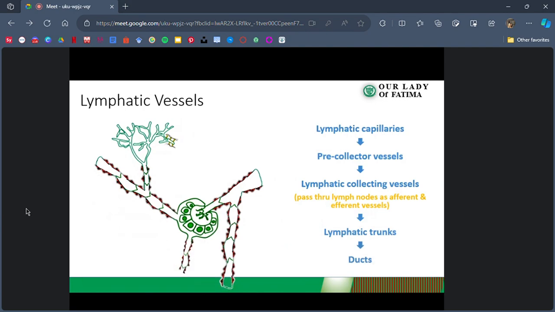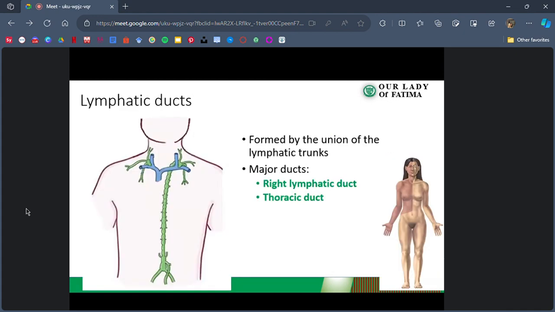All the major trunks will unite to form the lymphatic ducts. There are two major lymphatic ducts in the human body, namely the right lymphatic duct that drains the right side of the head, neck, thorax, and upper extremity. The rest of the body will now be drained by the thoracic duct.